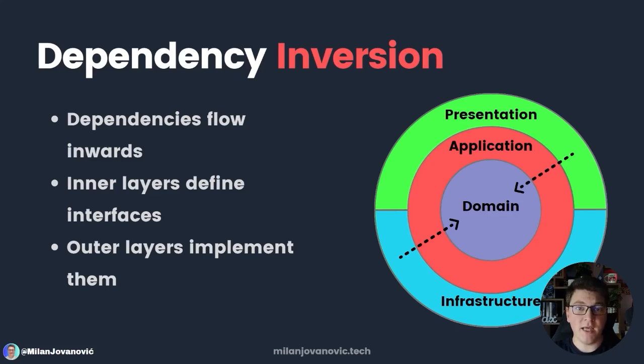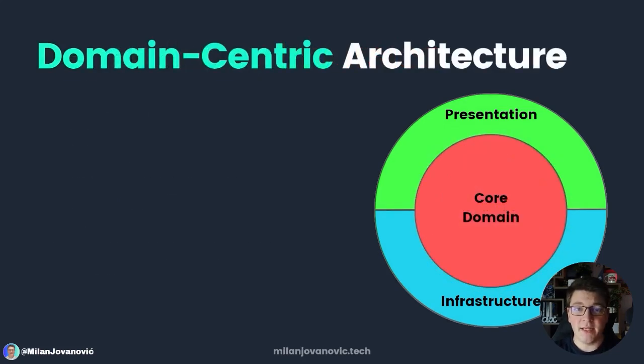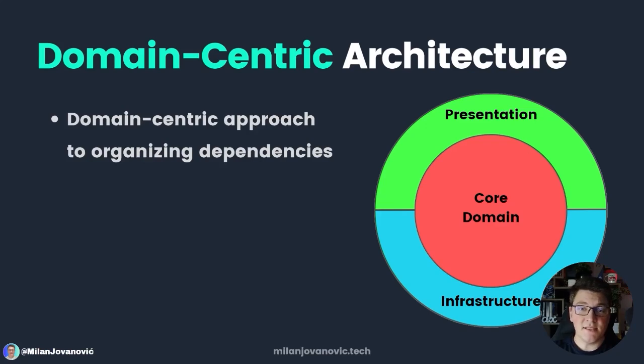So the application layer can reference the domain layer. The infrastructure and presentation layers are allowed to reference the application and domain layers, and the layers that are conceptually on the same level of the architecture are allowed to reference each other, such as the infrastructure and the presentation layers. The clean architecture isn't new, and it's an evolution of the domain-centric architecture, where you have your core domain encapsulating your main business logic and rules, and then you have the supporting components such as the infrastructure and the presentation layers.